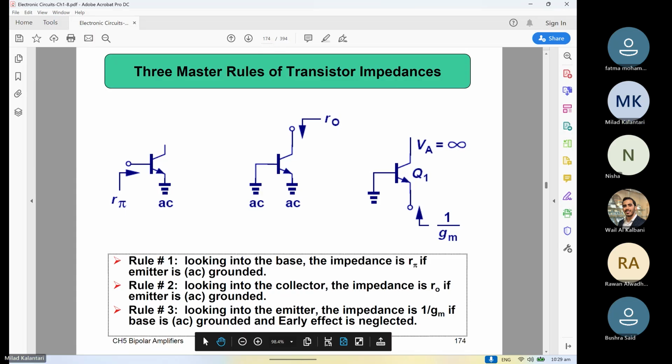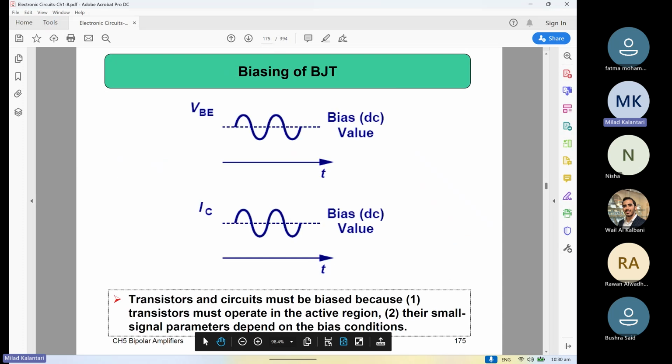So here is just a summary detailing these things. The input from the base is R pi, not too big, not too small. From the collector, what we are seeing is RO, which is a big impedance. And from the emitter side, we are seeing something around 1 over GM, which is low, maybe good for the output section.